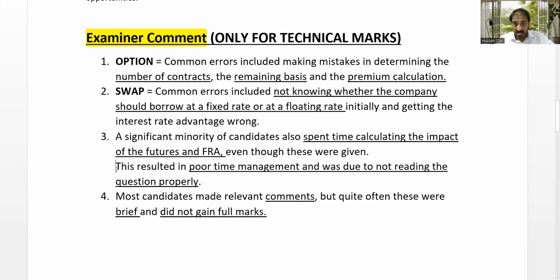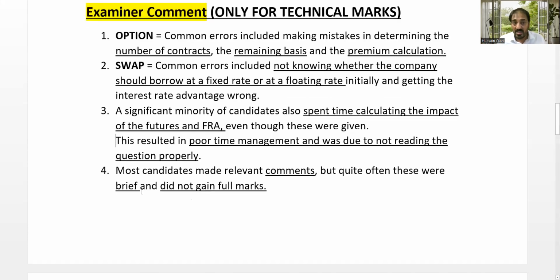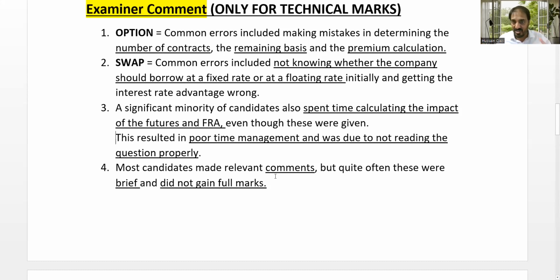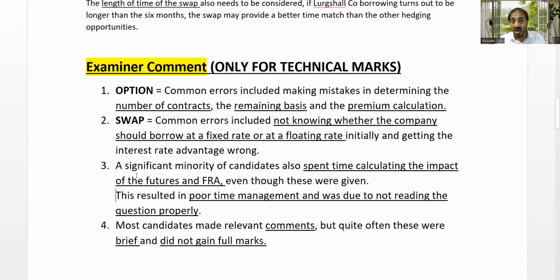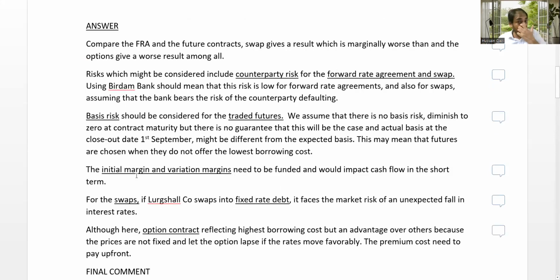Connected with the last point, most candidates made relevant comments, but quite often these were brief and did not gain full marks. Why? Because for 5 to 6 marks you just write 3 to 4 lines. No, the answer must be precise but complete. Number one, start with facts and all the hedging, incorporate all dynamics of the hedging techniques, all pluses and minuses, and then make a final comment according to the case.